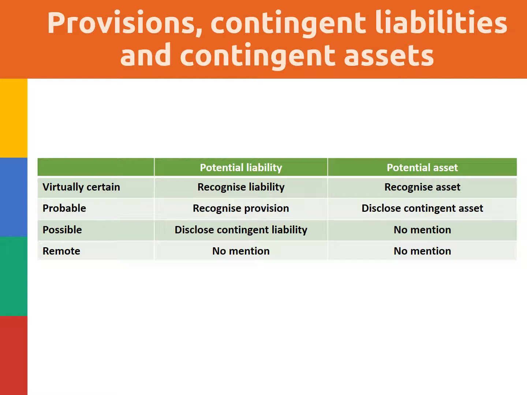The situation is different if we are looking at a possible receipt in the future. So imagine we are suing another company for damages. We will only recognise this if it is virtually certain, so if the case has already been won. If it is only probable that we will win, we will only disclose this fact in the notes to the accounts, and any other likelihood will be ignored.